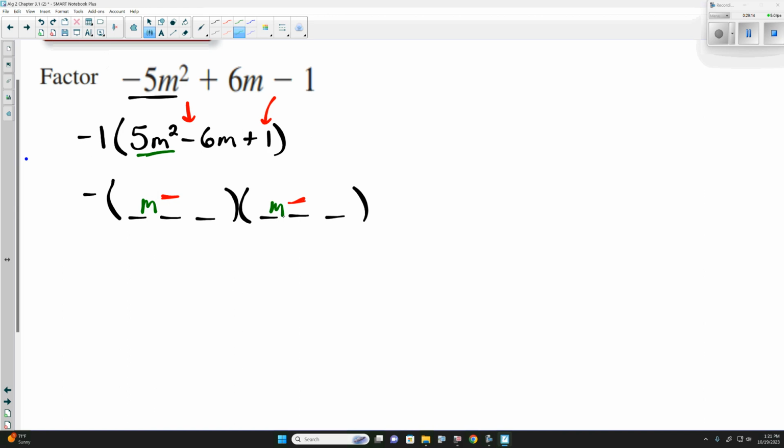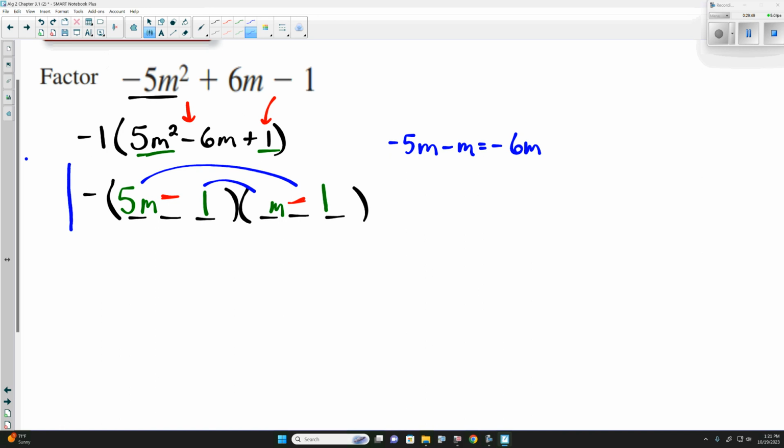The factors of 5 are 1 and 5. So we just need to make one of them a 5, and the other is just going to stay m. Third term is 1, and the factors of 1 are 1 and 1. Once we've got it set up, we're going to check this here. 5m times negative 1 is negative 5m. Negative 1 times m is negative m. 5m minus m is negative 6m. And that's it. Questions on any of this here?